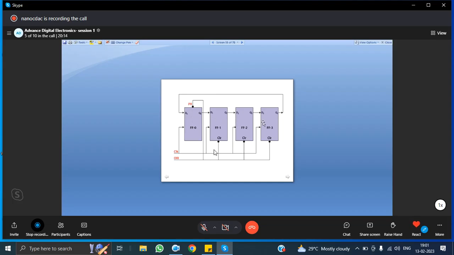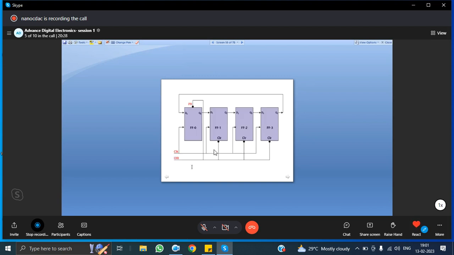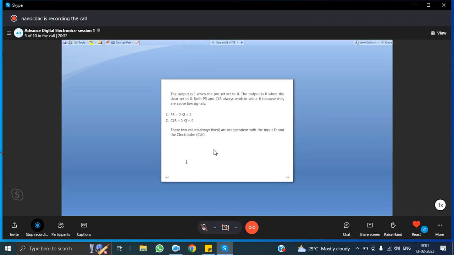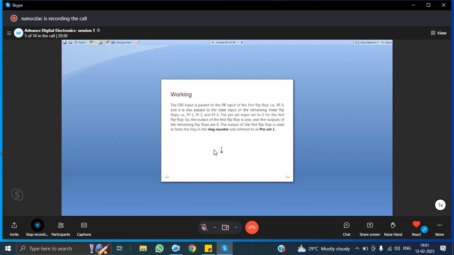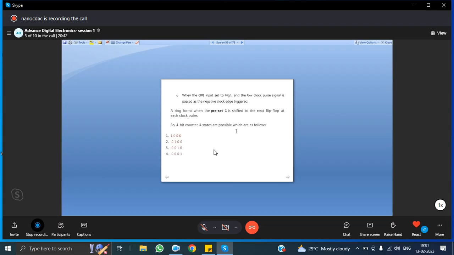Suppose I give 1011, that 1011 keeps rotating. It is like a rotate operation, it will be rotated. That is called a ring counter. The ring counter is used for rotate operations, and here you can see preset, clock, and preset equal to 0 gives Q equal to 1, clear equal to 0 gives Q equal to 0. You can go through this operation, it's very easy.